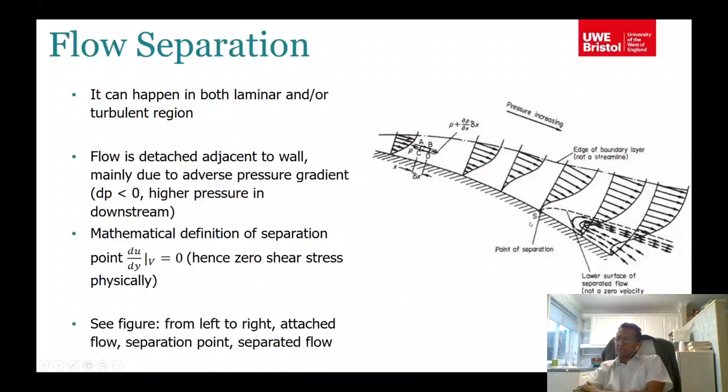At the separation point, mathematically du over dy becomes 0. So at this point, shear stress is 0. Before that point, this is attached flow. This is the separation point, and this is the detached flow, or the separated flow.